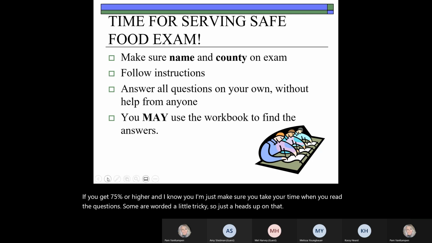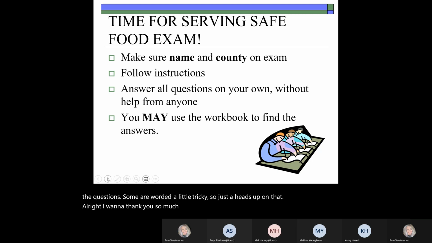All right, I want to thank you so much, again, for your service to older adults, for helping assure that the food that we serve is safe. You are our heroes and you're invaluable, and we truly and sincerely thank you.